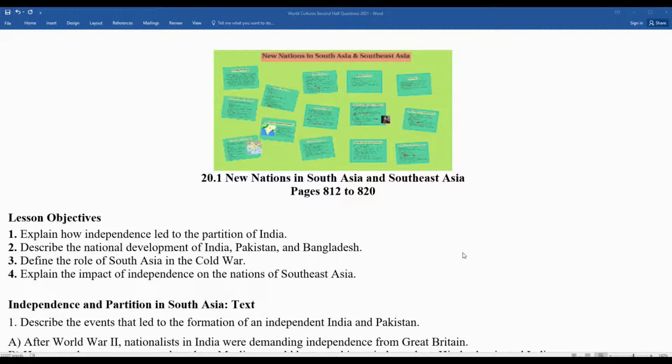Time to look at 20.1, New Nations in South Asia and Southeast Asia. Some of the key objectives that we'll look at: the partition of India, the division of. We'll describe the nationalist developments in India, Pakistan, and Bangladesh. We'll define the role of South Asia in the Cold War, and we'll explain the impact of independence on nations in Southeast Asia.